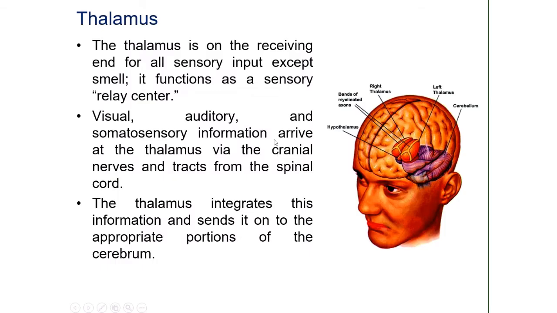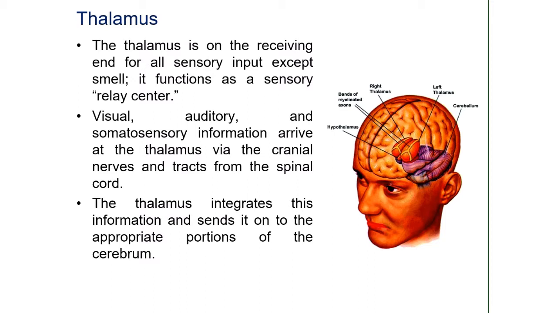So what is the function of the thalamus? It basically serves as a relay center for all the sensory input except for smell. So visual information, auditory information, as well as somatosensory information are going to arrive at the thalamus, and it's going to get sorted and filtered before it is projected to the correct regions of the brain.